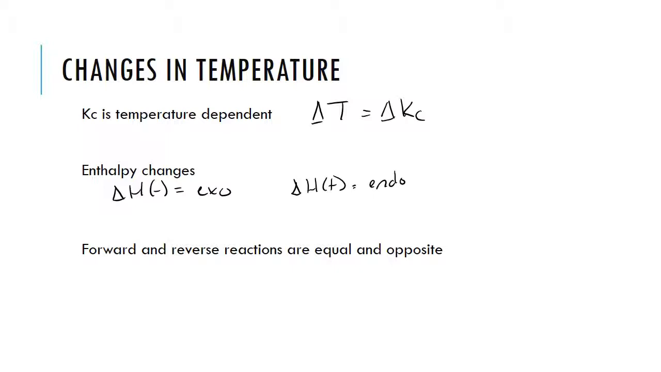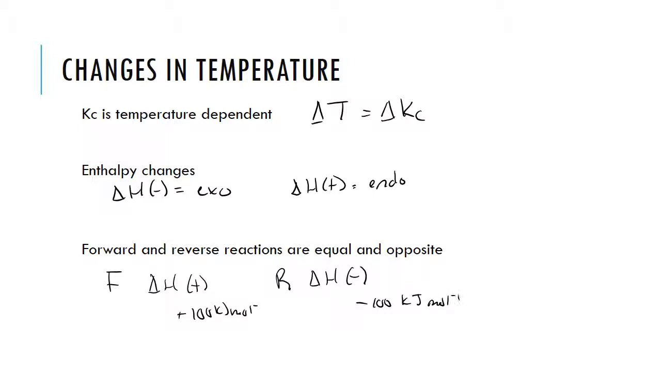So what you need to do is determine what that delta H is for the forward and reverse reactions. Your forward and reverse reactions are equal and opposite. So if your forward reaction has a delta H value that is positive, then your reverse reaction is going to have a delta H that is the negative of the same value. If you have positive 100 kilojoules per mole, you have negative 100 kilojoules per mole for the reverse reaction.